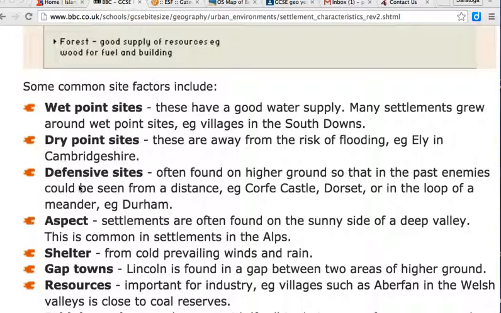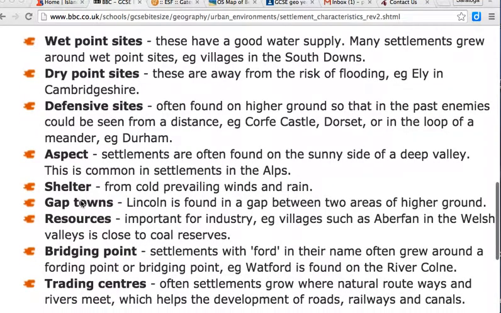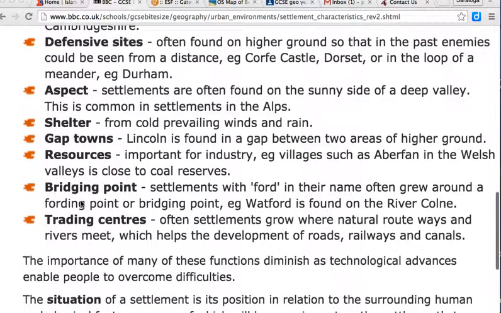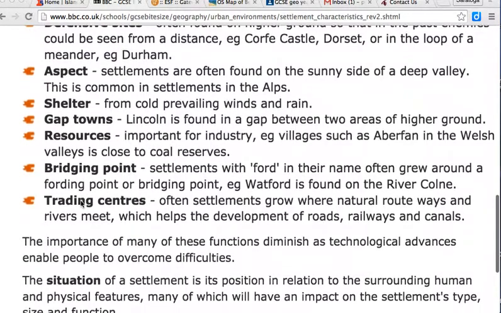Shelter, you could be sheltered by a prevailing wind. Prevailing wind is where the wind direction blows most of the time, so if you are sheltered from the winds, that's going to be very good for you. Gap towns, sometimes you find a gap between the hills, and that's where you would put your road through the gap in the hills, and that makes it a gap town. Or as we said before, resources near to coal, bridging point across a river, for example, and then trading centres. Hong Kong, of course, is a very good example of a trading centre.